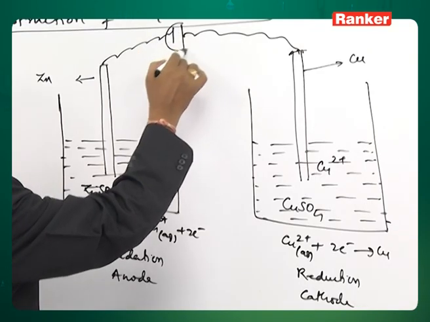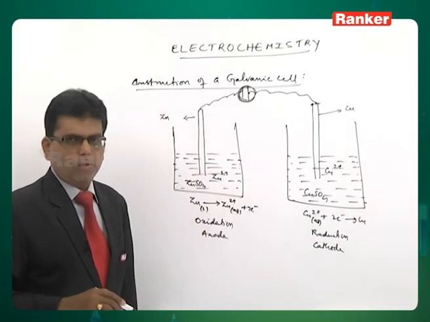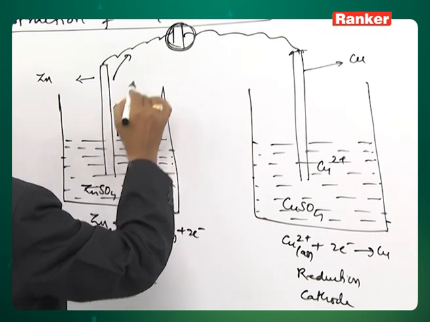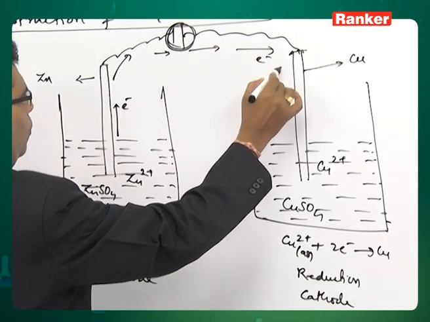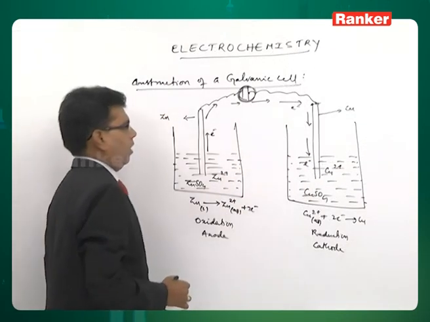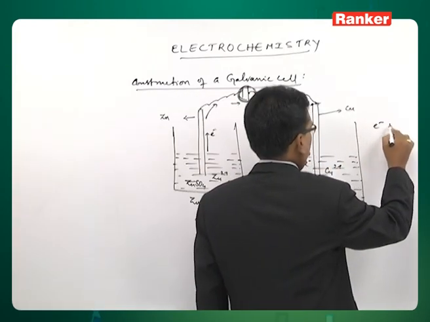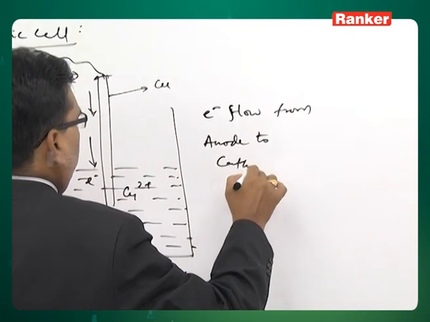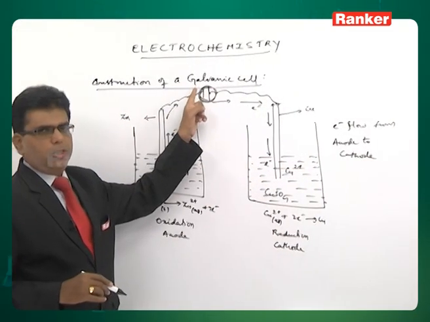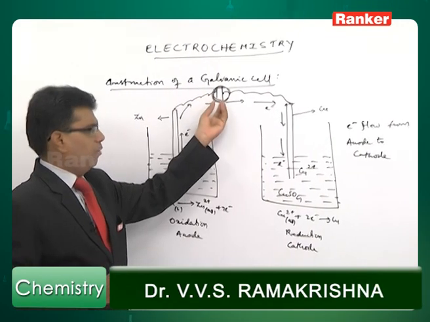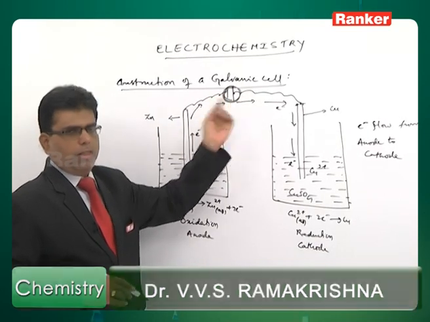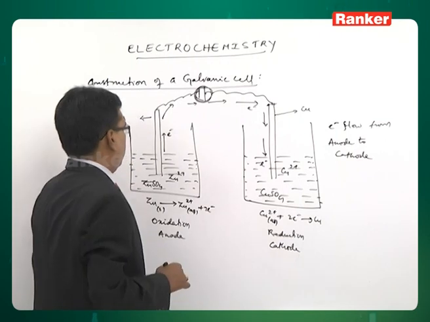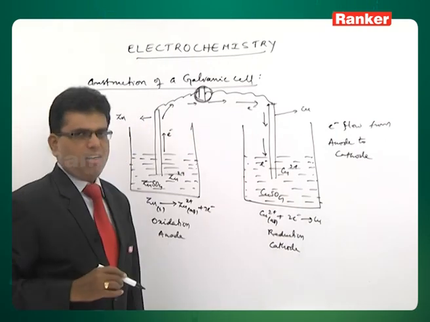If you have a bulb connected over here, then the bulb will start to glow because of the flow of electrons. Here the electrons flow from anode to cathode. If we keep an electric bulb between the two electrodes, the bulb will glow, or if you put a potentiometer, there will be a deflection from which we can read the EMF of the galvanic cell. This only completes the external circuit of the cell.